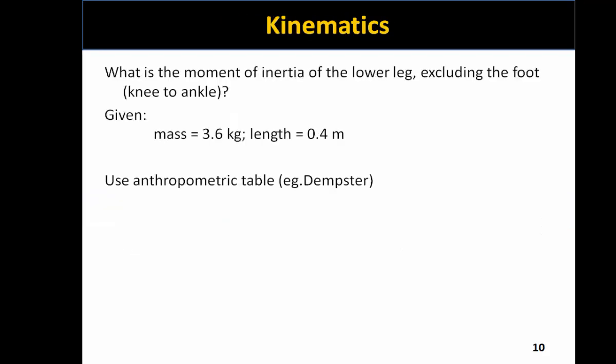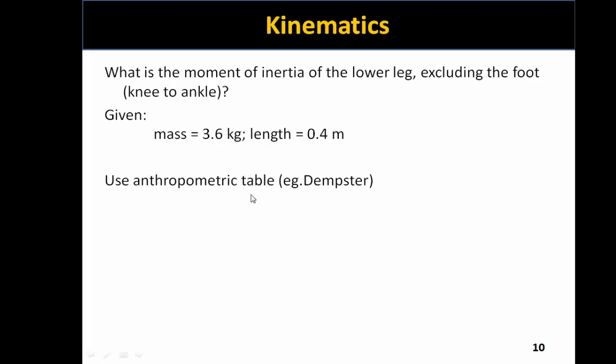And so we'll work through an anatomical example here. Now what we want to do is calculate the moment of inertia of the lower leg. We're going to exclude the foot and just focus on the knee to the ankle. We have some information here: the total length is 0.4 meters from knee to ankle, and the mass is 3.6 kilograms.